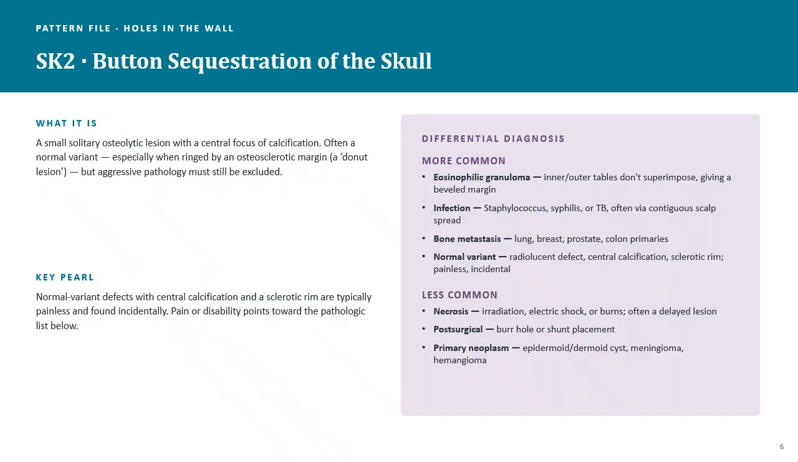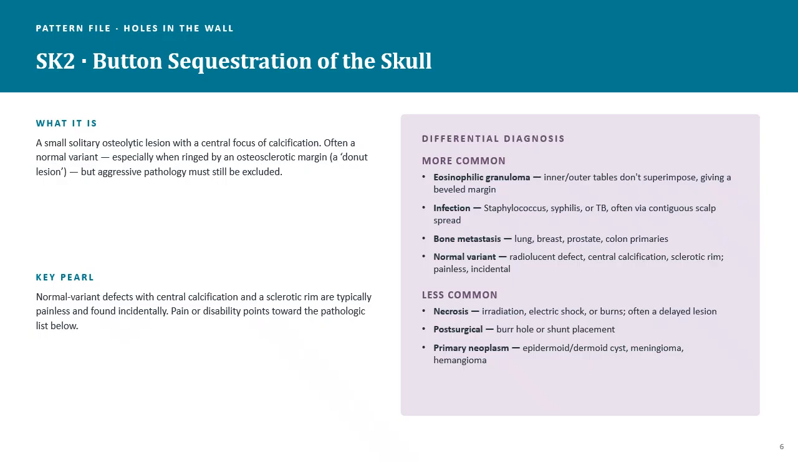This is another skull pattern, and it's called button sequestration. So when we're looking at it on an image, it actually appears like a small, round area of bone loss with a tiny piece of dense bone or calcification in the center. Because of that appearance, we usually describe it as a donut, like the donut that you eat with the round circle with the hole in the middle.